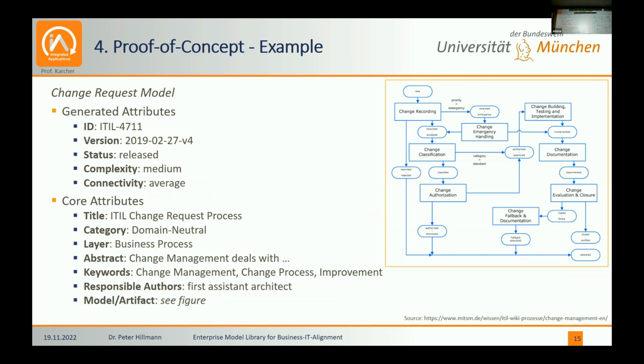Furthermore, here's another example. This is a model from ITIL. It's about change management. And here I have the example of the attributes for it. There's the ID, and a specific version for ITIL 4. Status: it's released, you can use it. The complexity is medium, and the connectivity is average. So it's not too complex, and it's quite usable, quite practical. We describe it with title, category, and these other core attributes. This is how it works.